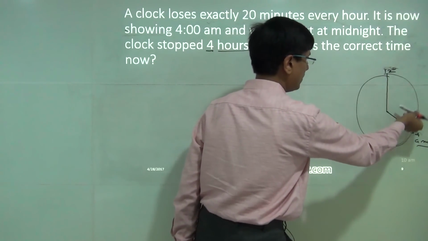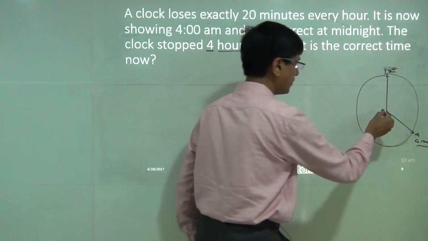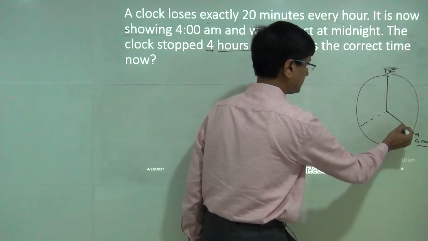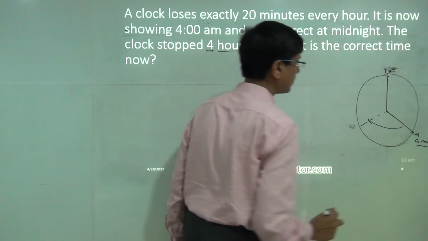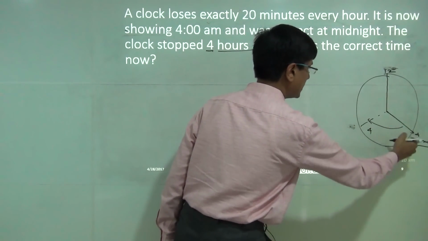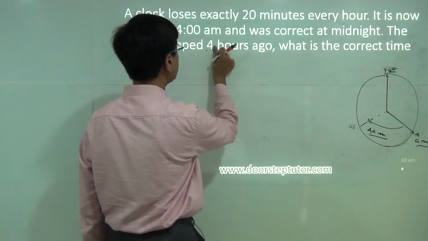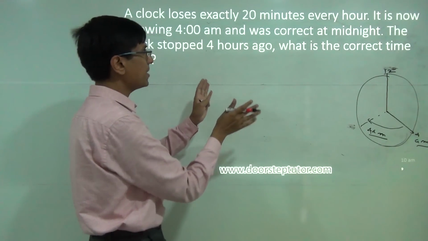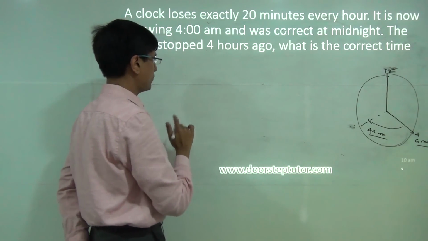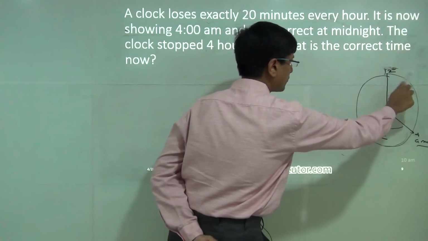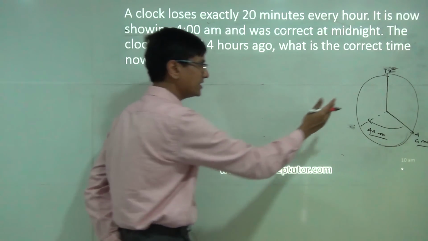So it started from 12. It kept on running till 4 am, but when we looked at it again after 4 hours, it was still showing 4 am. 4 hours have passed between its stopping and our looking at it. So now we are being asked, what is the real time now? What is the real time when we looked at that clock and saw that it is stopped at 4 am? So when this clock reached from 12 o'clock to 4, how much time really elapsed? This is the slow clock.